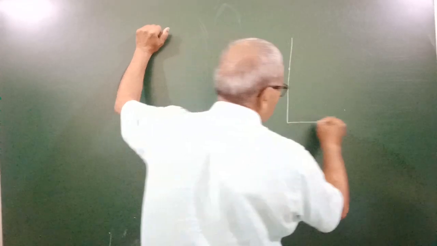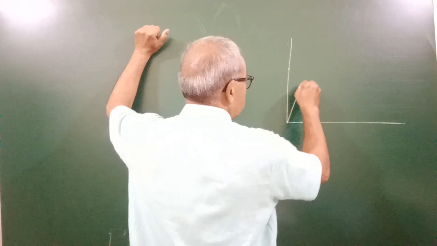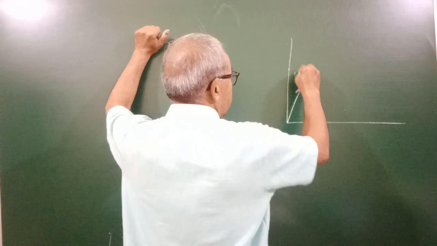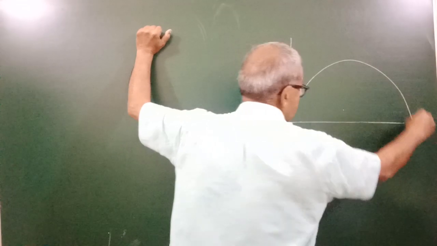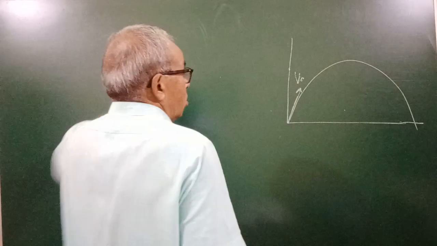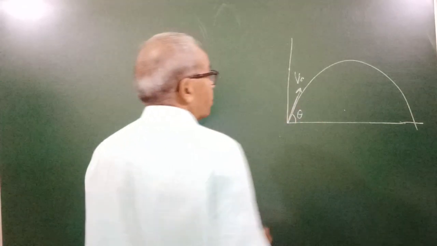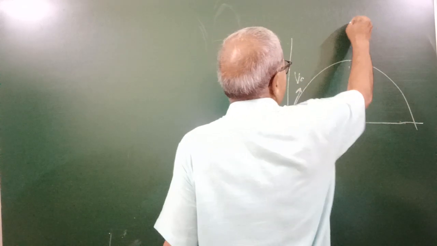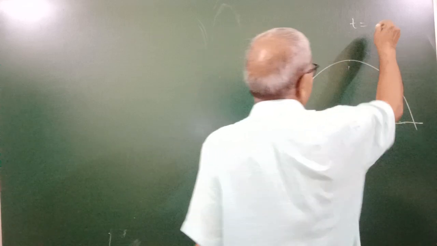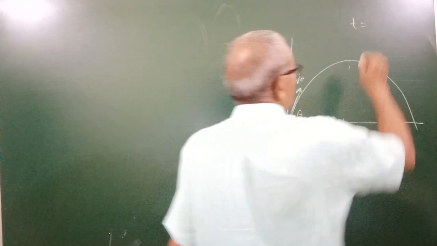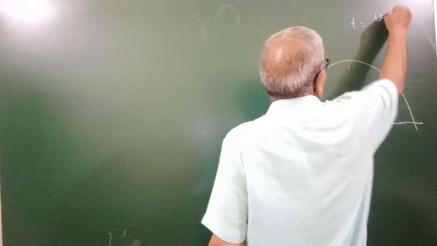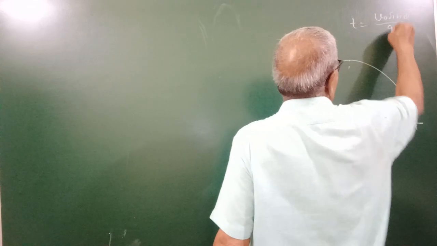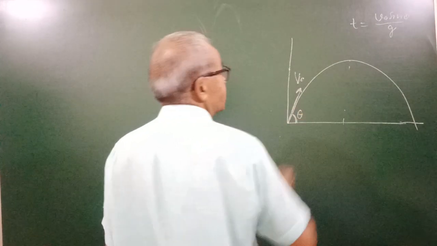Yes, there is another question here. A particle is thrown with velocity v0. It moves on a parabolic path like this. This angle is theta. He says, the time taken to reach the highest point, t, is equal to v0 sin theta upon g, where theta is the angle of projection.